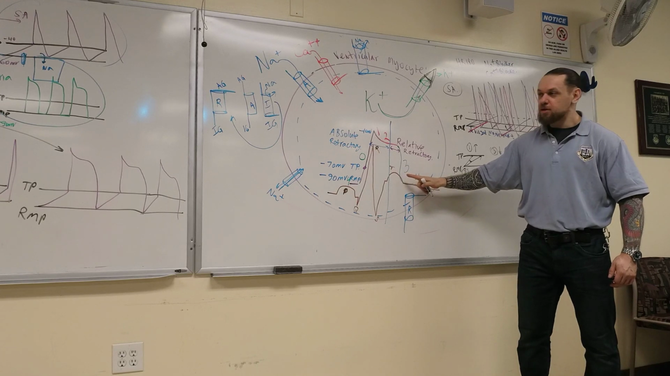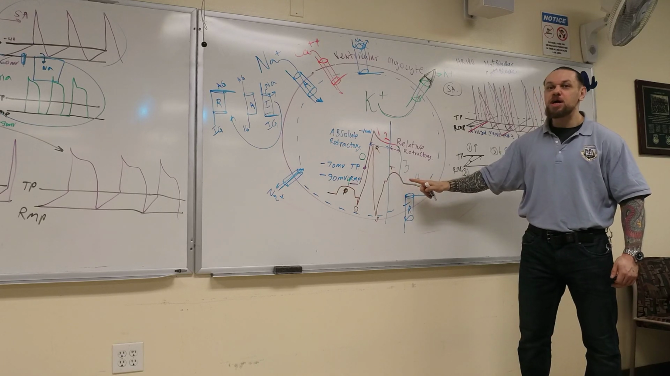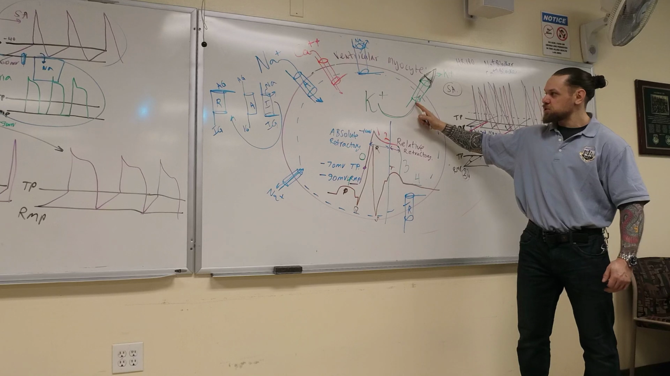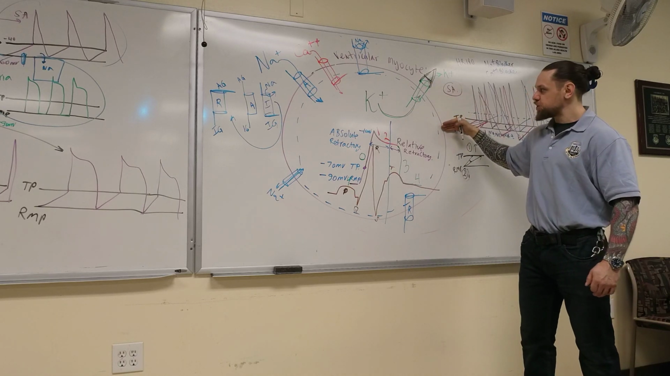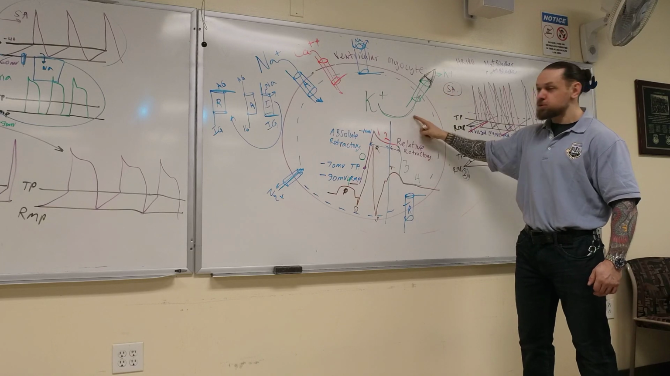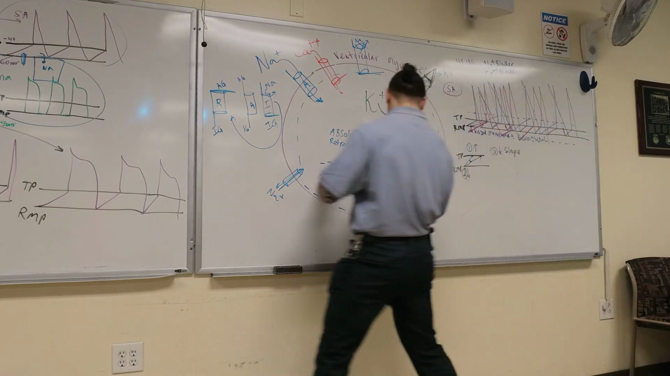It's going to become longer, because I'm blocking these channels, so potassium is leaving much slower. I have a lot of these potassium channels, but some of them are being blocked. So potassium is leaving slower. So what's going to happen is this: the cell repolarizes slower.